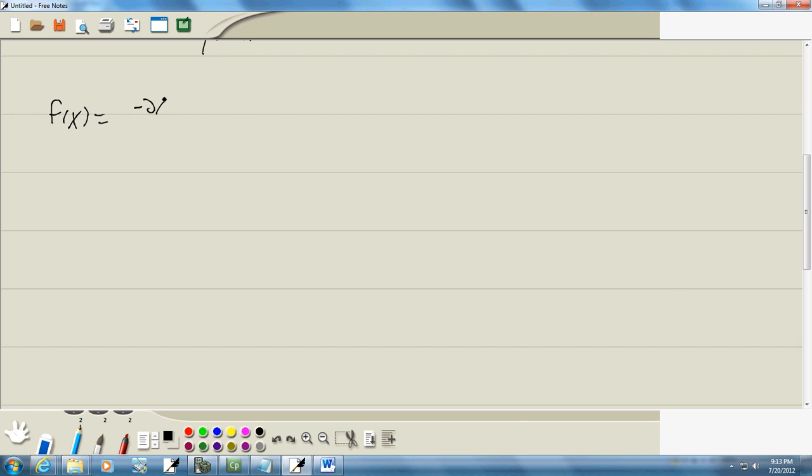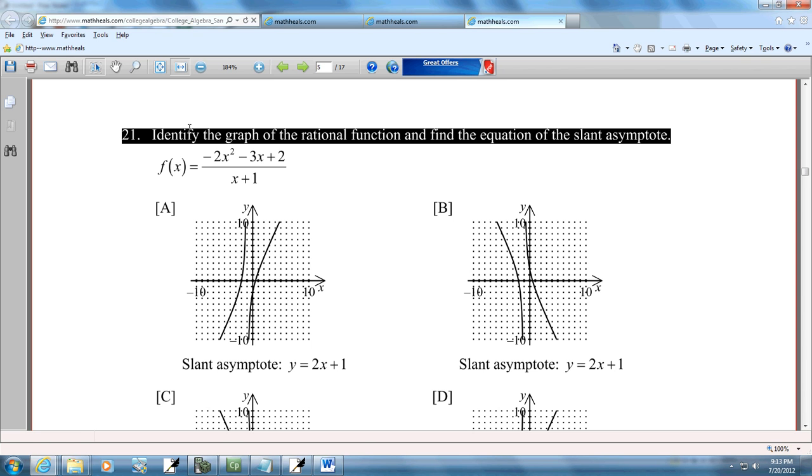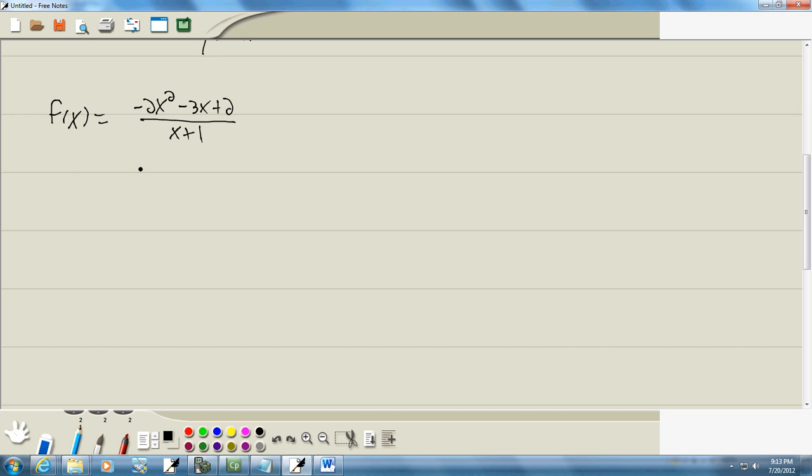We got negative 2x squared minus 3x plus 2 over x plus 1. First thing we find is the vertical asymptotes. Vertical asymptotes, you factor the top, factor the bottom. Cancel if possible. I don't think this factors and cancels at all. So we'll set the x plus 1 equal to 0. Is that a true statement?